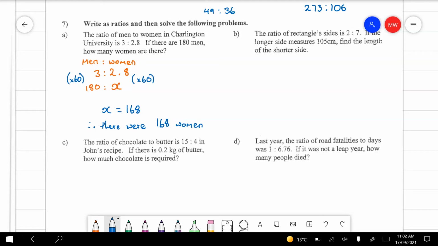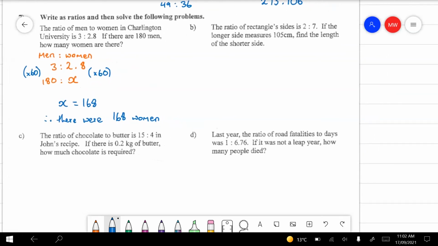Next question. The ratio of a rectangle's sides is 2 to 7. If the longer side measures 105, find the length of the shorter side. So remember, we've got a ratio of 2 to 7, okay? And it's telling me that the longer side is 105, what's the shorter side? A little bit different to the way that I did it the last time, just to mix it up a little bit.